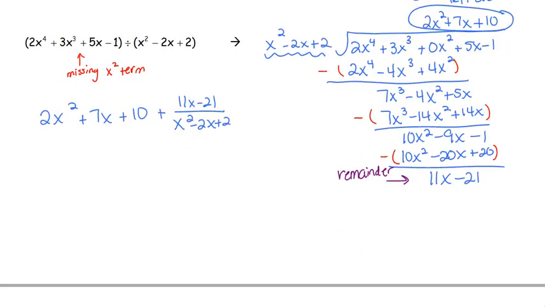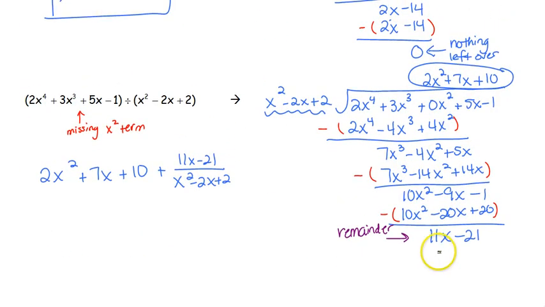So let's look at that one more time. This was what was left over once we could not pull anything else down. So we find the answer, the 2x squared plus 7x plus 10, and then we add the remainder over whatever we were dividing by. Alright, go ahead and flip over to the next page.